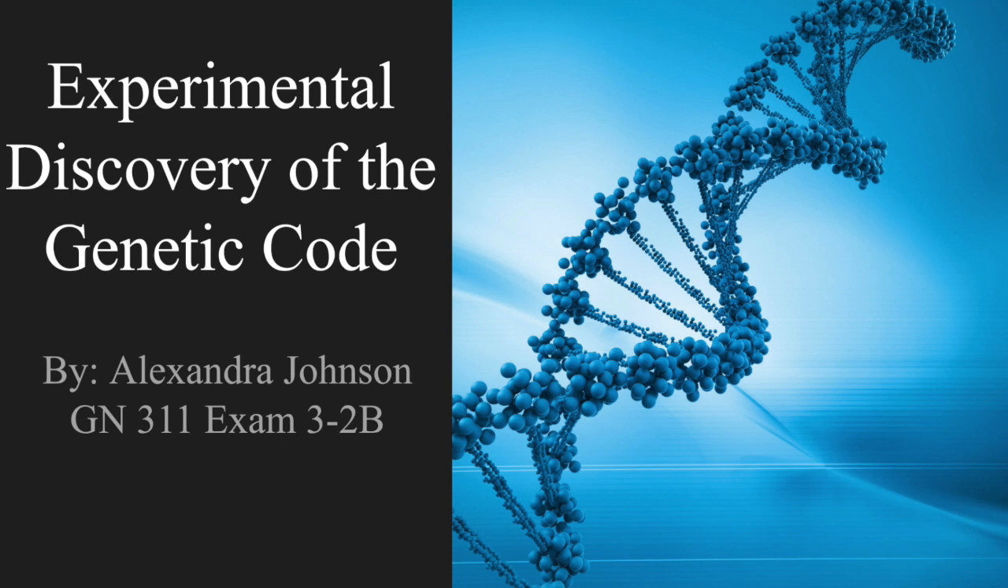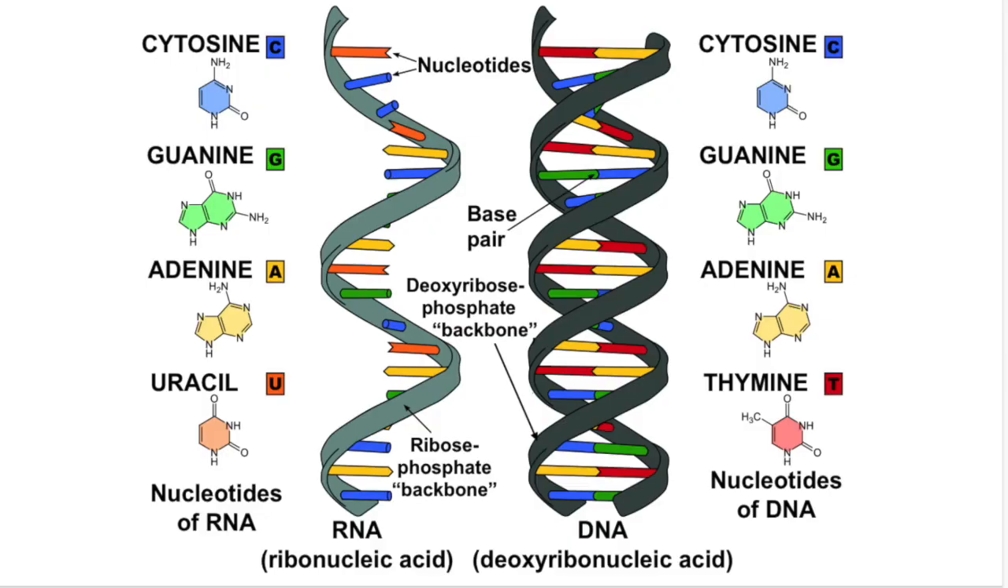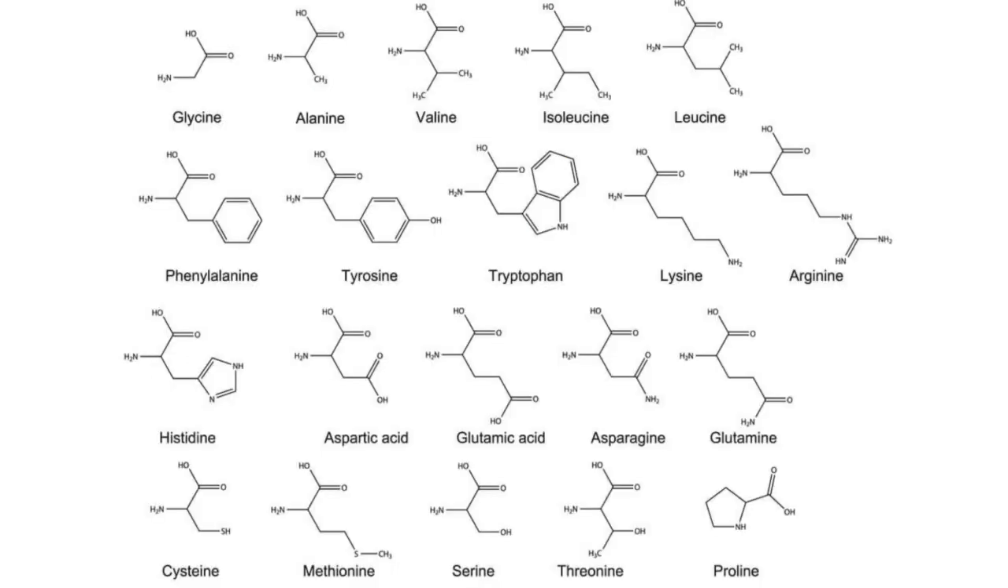The genetic code is the nearly universal set of rules that determine how genetic material can program a specific protein structure. The experiment discussed in this video shows how the nucleic acid RNA can code for a particular amino acid, which are the building blocks of proteins. There are 4 nitrogenous bases in RNA and 20 amino acids.